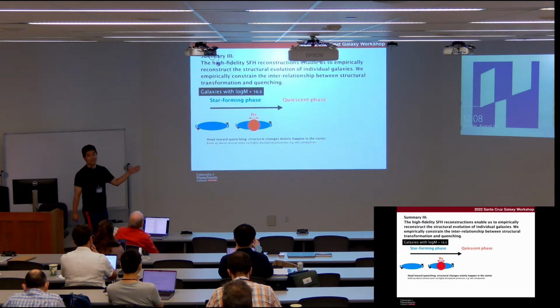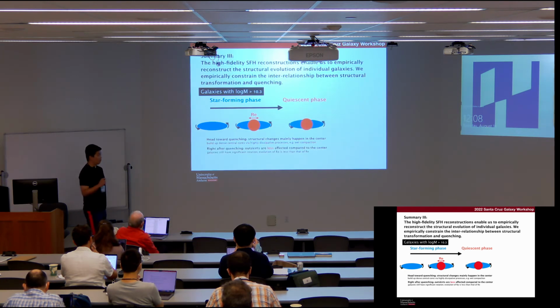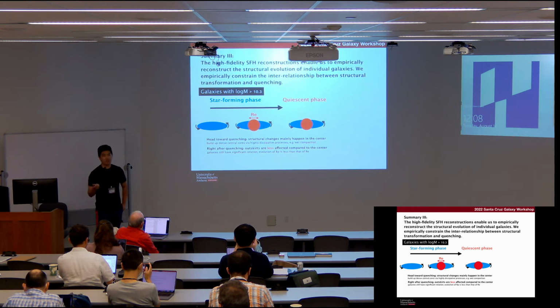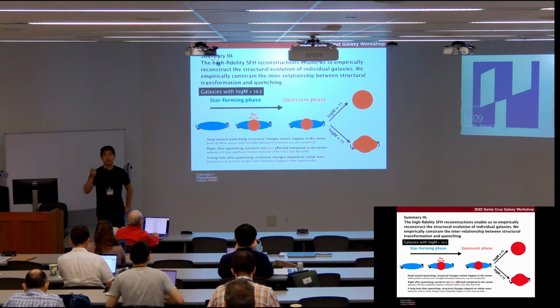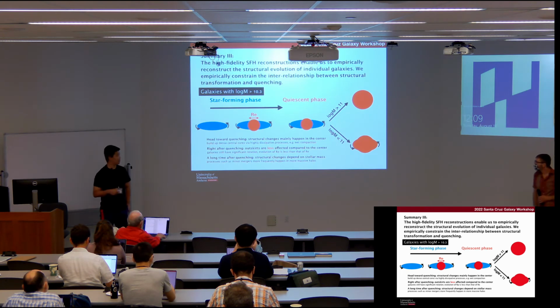For star-forming galaxies, as they head towards quenching, their structural change preferentially happens at the center. Right after the quenching, although the galaxy seems to already develop a central dense core, the outskirts seem to be less affected, and they still have significant rotation. And a long time after quenching, the structural transformation continues, but it has a stellar mass dependence.